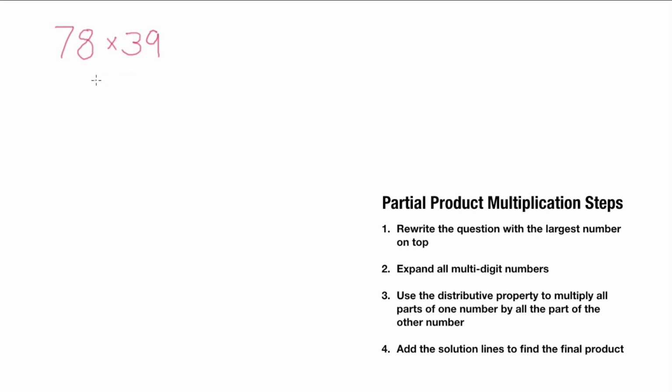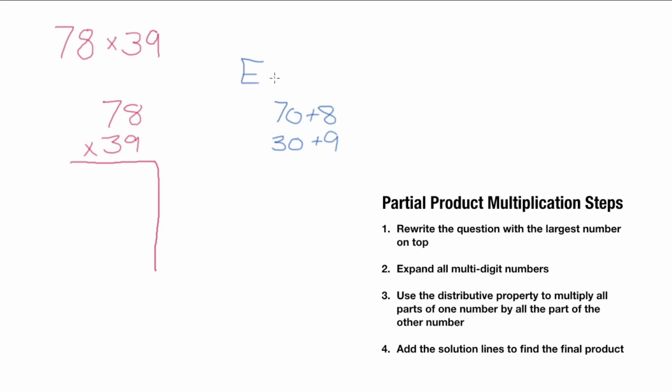We'll rewrite the question with the larger number on top, so 78 on top, multiplied by 39 on the bottom, since 39 is the smaller number. Notice when I rewrote this question, I have the ones and the tens columns lined up. Now we can expand. We know that 78 is the same as 70 plus 8, and 39 is the same as 30 plus 9.